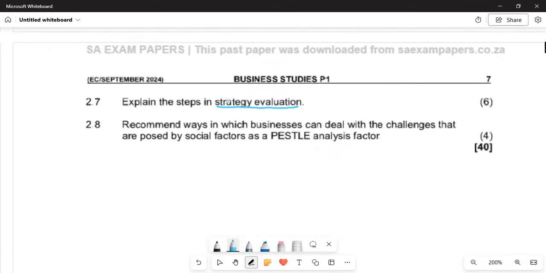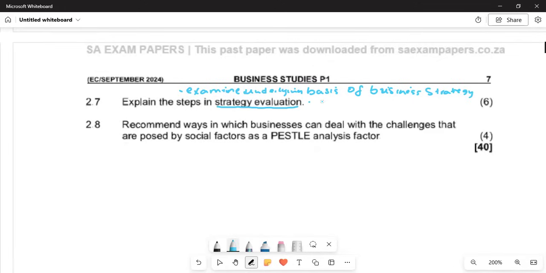So with strategy evaluation, this is whereby we are going to examine the underlying basis of a business strategy.